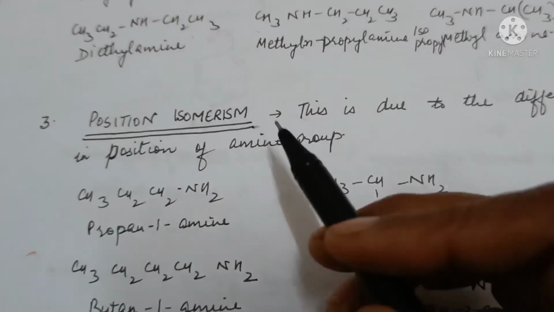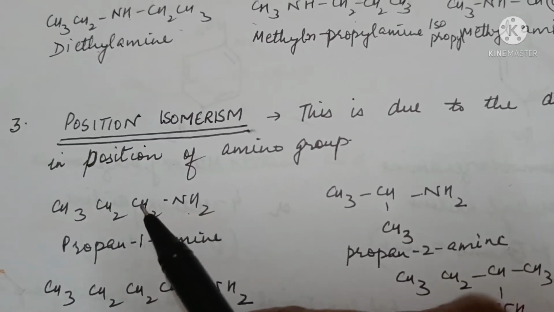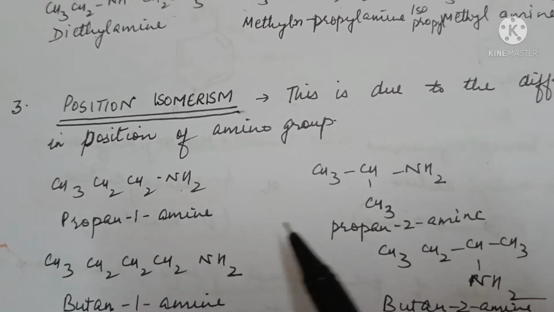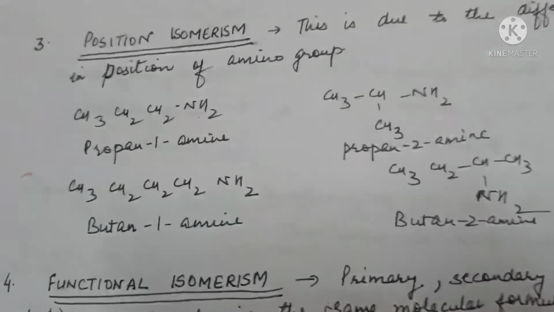In position isomerism, the difference occurs in the position of the amino group. Here it is attached in position 1, here in 2. So this is propan-1-amine, this is propan-2-amine, this is butan-1-amine, this is butan-2-amine.